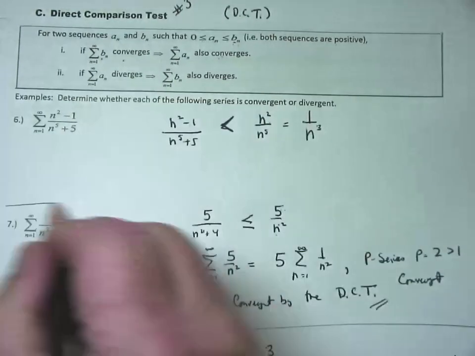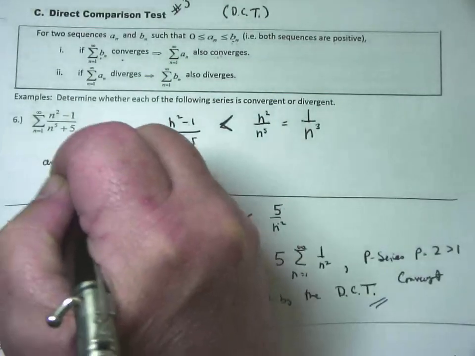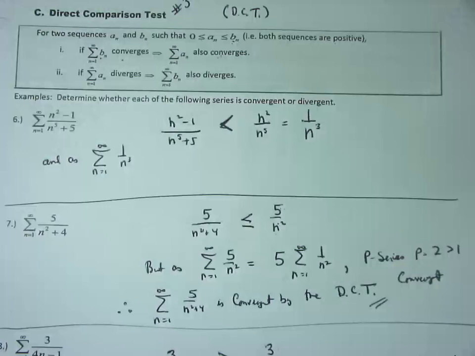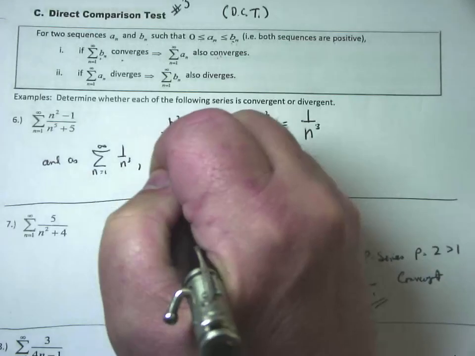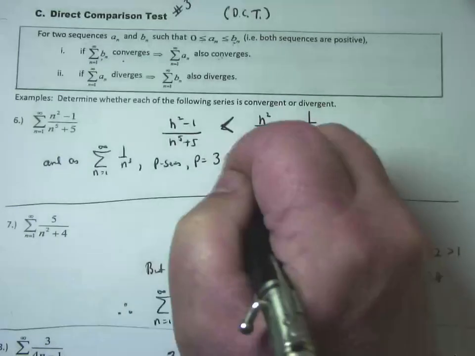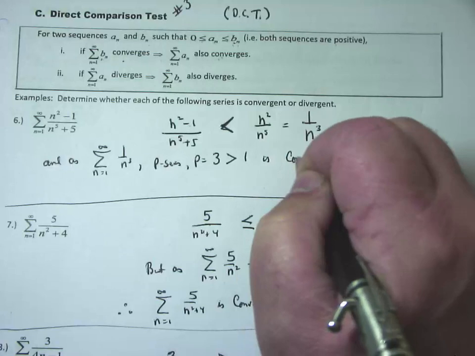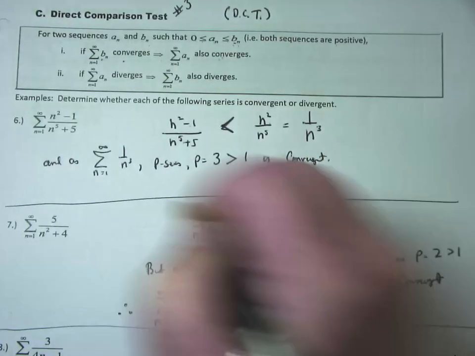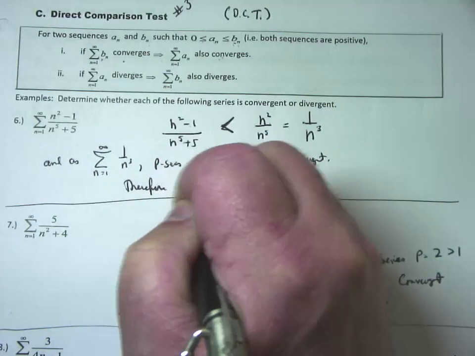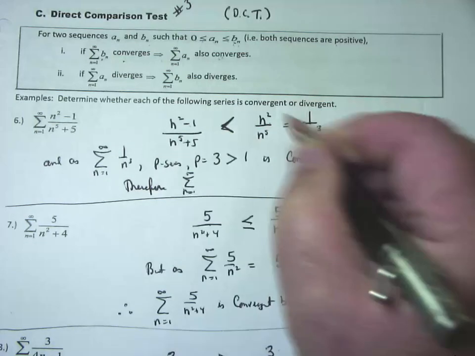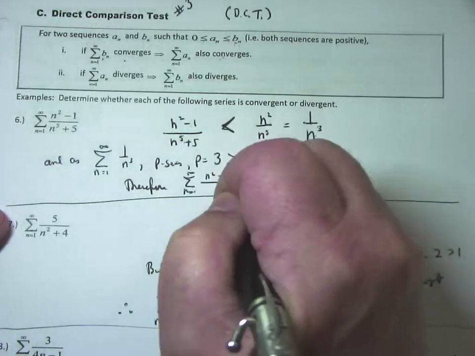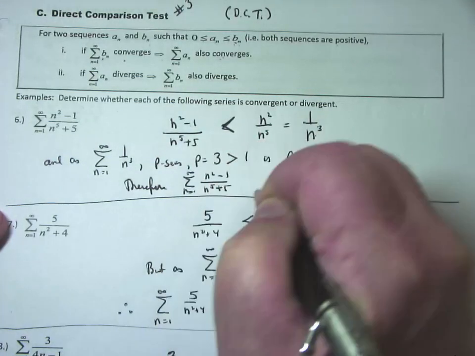I'll draw my little line down here, and as the sum, as n goes from 1 to infinity, of 1 over n cubed. What's this dude's name? P series. P equals what? 3. And when your P is bigger than 1, it is what? Convergent. Therefore, the sum as n goes from 1 to infinity, so the guy on the top converges. Therefore, the guy on the bottom, n squared minus 1 over n to the fifth plus 5, is convergent.